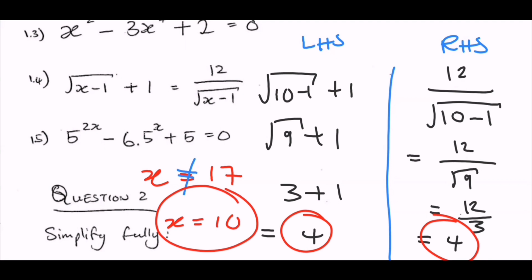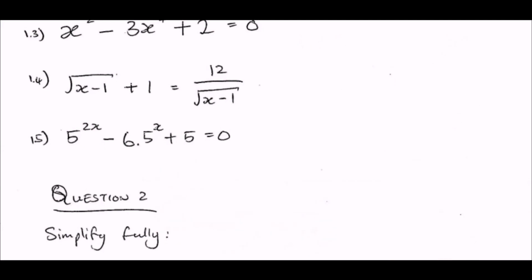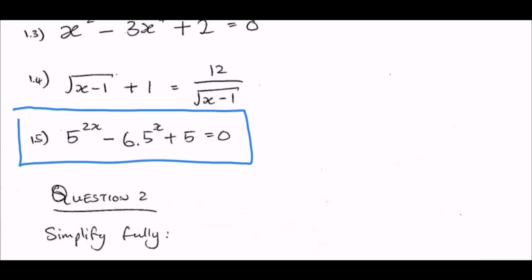The 17 didn't work, but the other answer does work. That's always going to happen like this, where the one answer is going to be invalid, but the other answer is valid. This is for third equations. So make a note of that. Any questions?